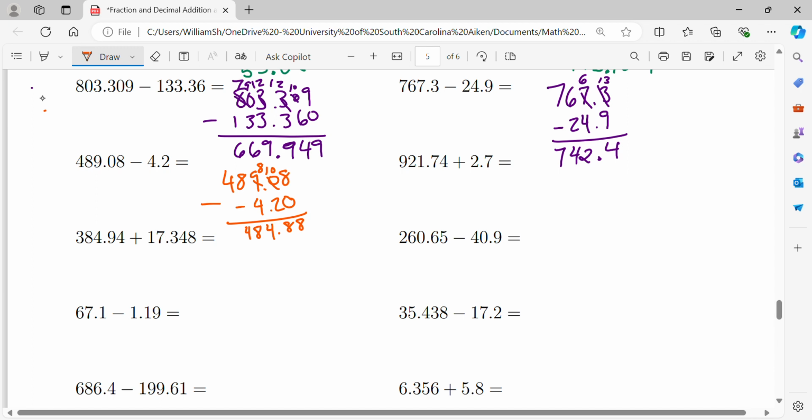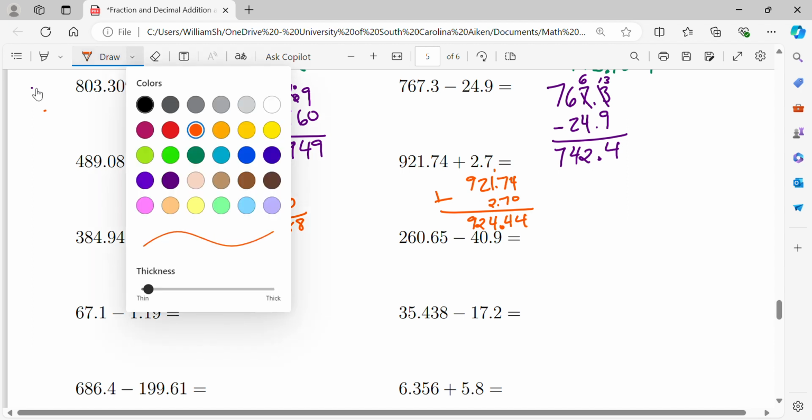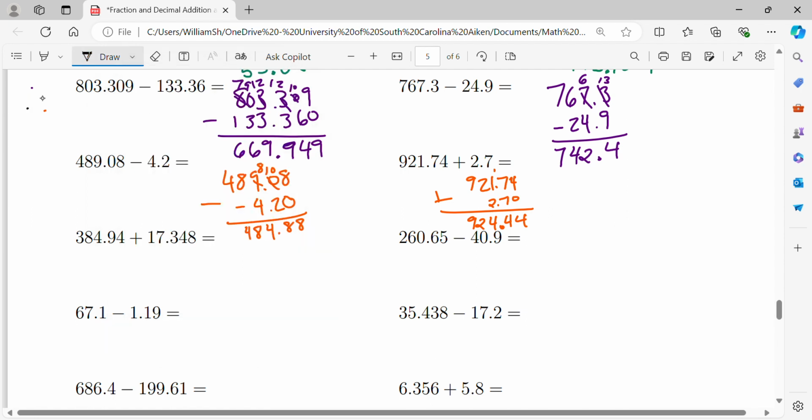Alright, now back onto addition. So here I'm going to do 921.74 plus 2.7. Remember, line those decimals up. You can put the 0 placeholder if you want to. Here I'm looking at a 4. 7 plus 7 is 14. Need to carry the 1. 2 plus 1 is 4. Don't forget to bring down that decimal. And then 2 and 9. So I'm looking at 924.44. Simple enough. Let's do a few more. Then I'm going to leave it up to you on some of them. Okay, let's add this one.